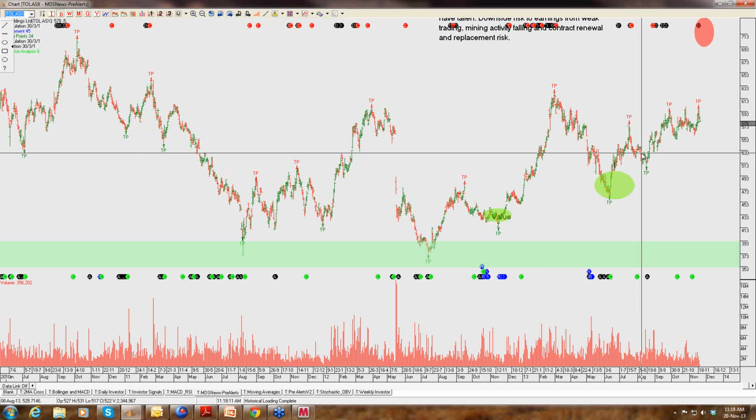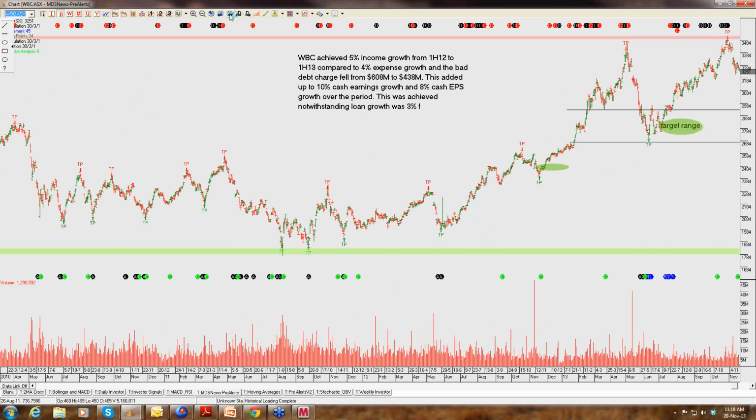At around $5.50 it looks attractive, and we're happy to be buyers of it on a pullback at around $5.50. From an earnings growth perspective, we're looking for Toll to deliver about 5% EPS growth in the 12 months ahead.